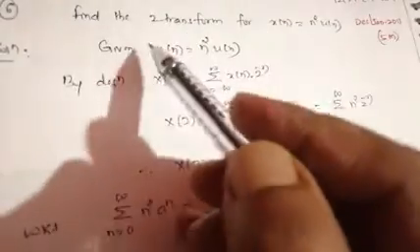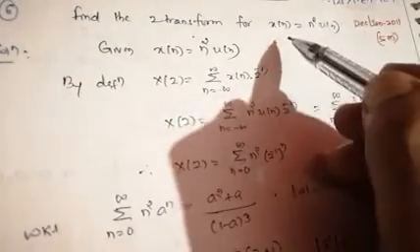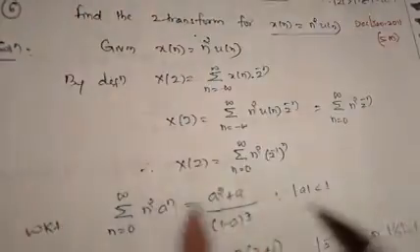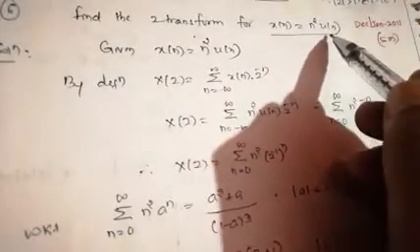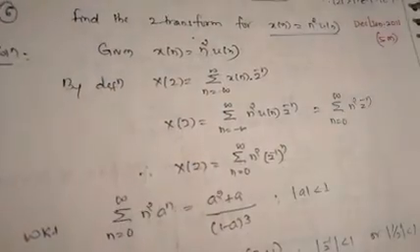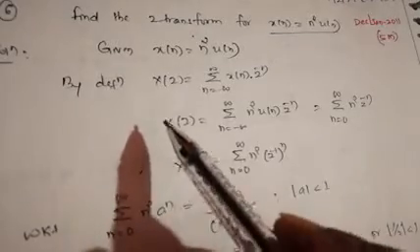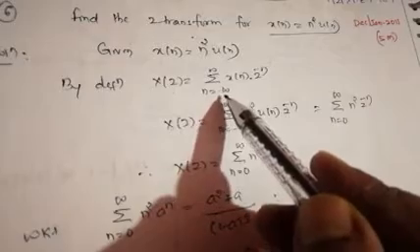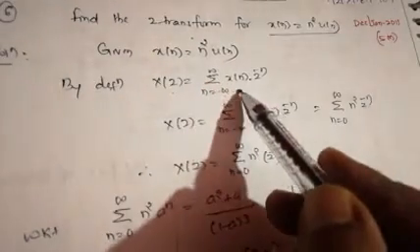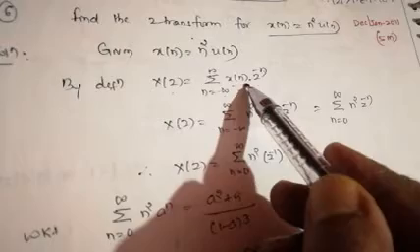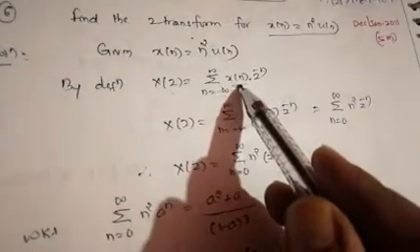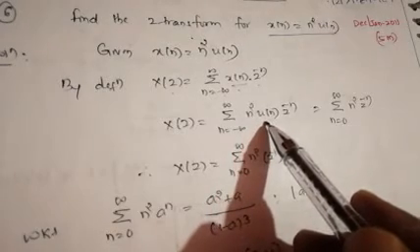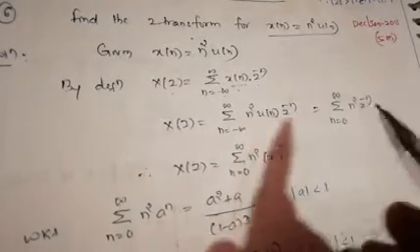Next example, find the Z transform for given sequence x of n equal to n square into u of n. Here once again the step signal u of n is there. So let us make use of the definition of Z transform. X of Z equal to summation over the limits minus infinity to plus infinity x of n z to the power minus n. X of n is given. Let us substitute that given sequence in the formula, that is n square into u of n. U of n becomes 1 as per the definition of step signal.